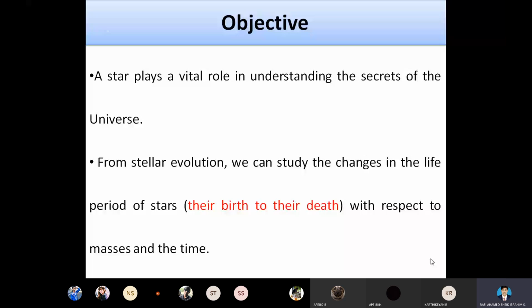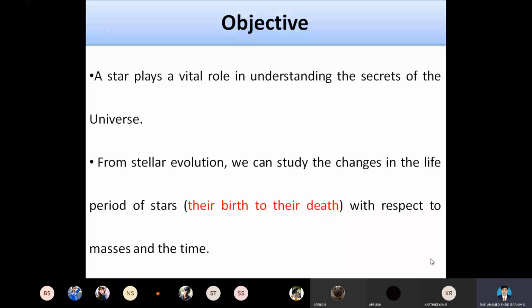Objective for today's class: as we all know, the star plays a vital role in understanding the secrets of the universe. If we want to know the formation of the solar system, the characteristics of the various celestial bodies, or information about the planets, first we have to understand what a star is. So the star plays a vital role in understanding the secrets of the universe.